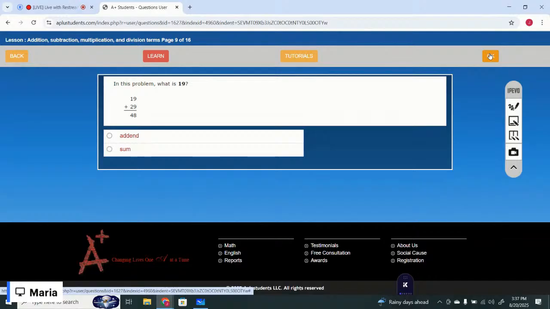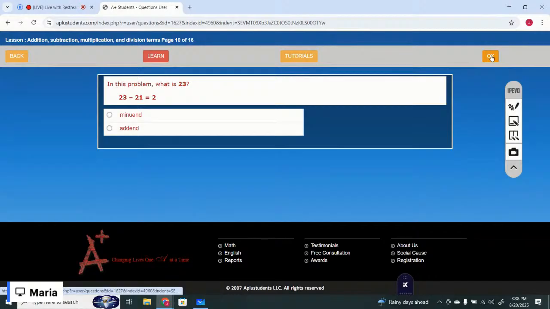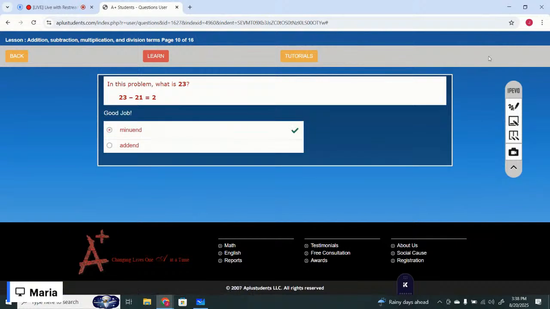In this problem, what is 19? 19 is the addend. Option number 1 is the correct option. In this problem, what is 23? 23 is the minuend. The greater number is the minuend, the smaller is the subtrahend, and the answer is the difference between them.